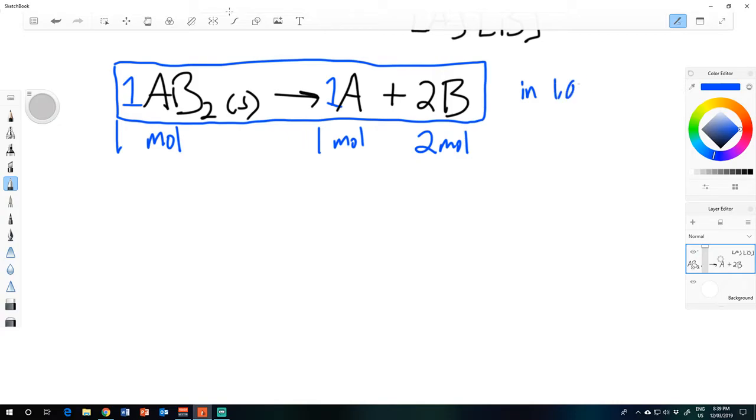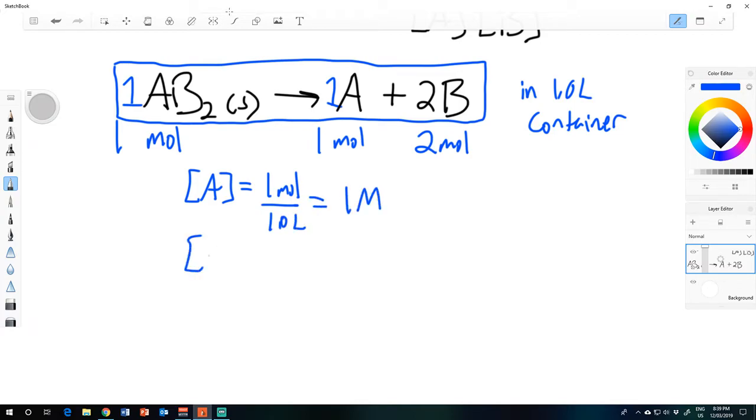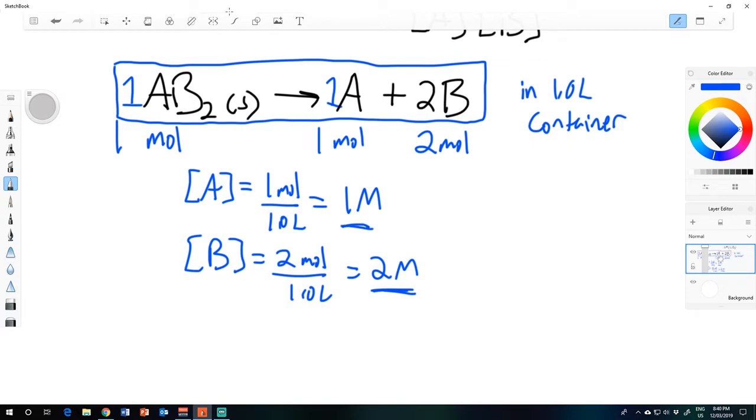I'll throw this into a 1 liter container. Then the concentrations will be as follows. The concentration of A will be 1 mole per liter, which is going to be 1 molar. And then the concentration of B will simply be how many moles of B I have over 1 liter. So at the very least, now you know why the concentration ends up doubling. It's using mole amounts.